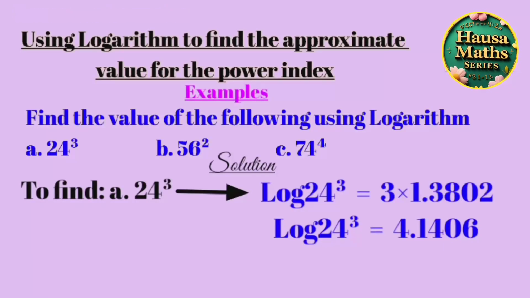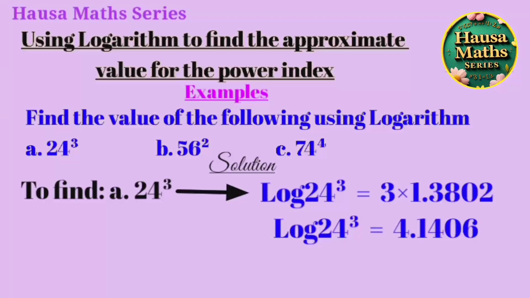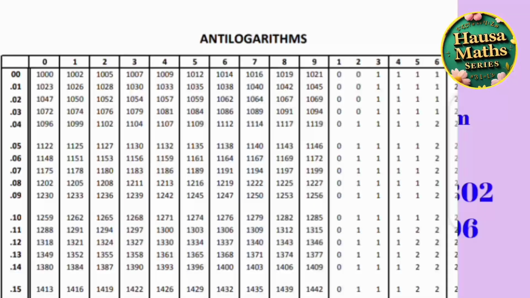Once we got it from the logarithm, we just add it with the power index of 10. So log 24 raised to power 3 is 4.1406. This 4 is the power of 10, and we check the antilogarithm of .14 under 0 with difference 6, so that we can find the approximate value of 24 raised to power 3. Checking .14 under 0 gives 1380, and we have difference 6.